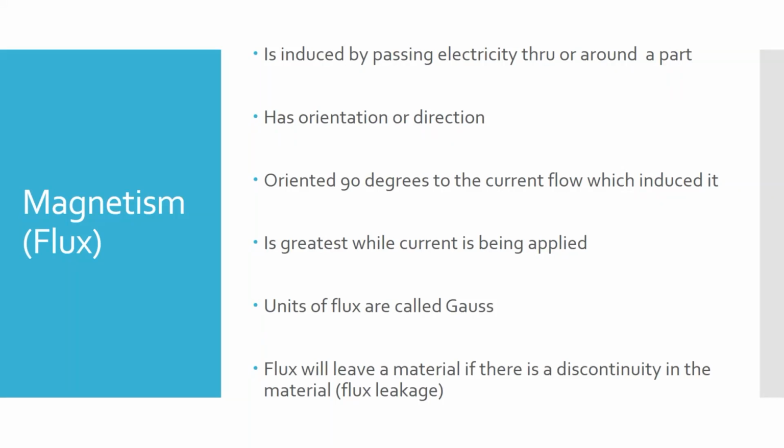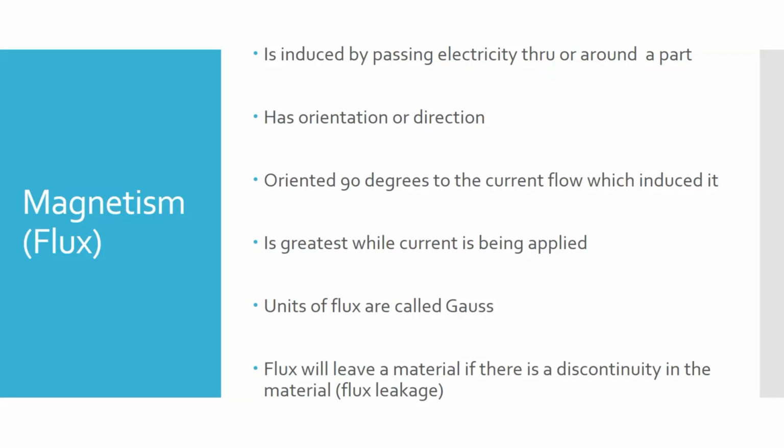flux, the magnetic field forms 90 degrees to the current flow. And we'll look at where that's important: we have to magnetize our parts in more than one direction to make sure that we can see cracks that go in more than one direction. Okay, if a magnetic field is parallel to a crack, we won't see it.